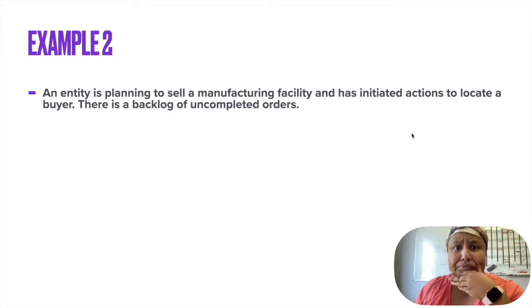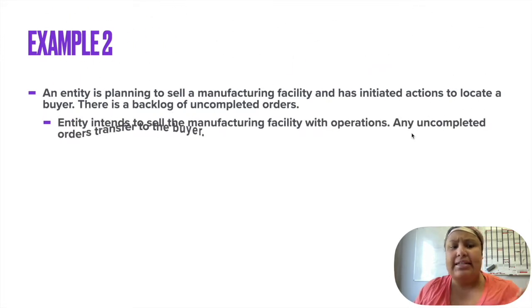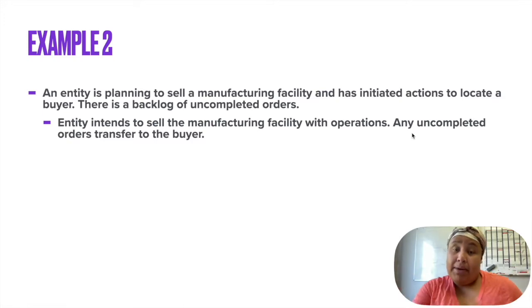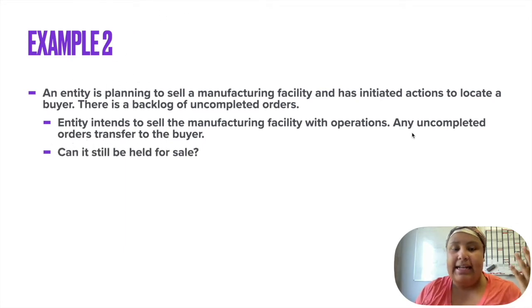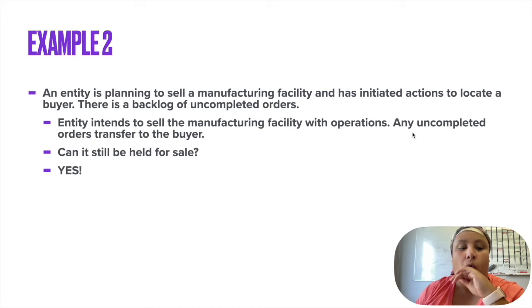Okay, so let's look at more information in the scenario. It tells us that the entity intends to sell the manufacturing facility with its operations and any uncompleted orders transferred to the buyer. So whatever's not being done by the current owner is then going to be fulfilled by the buyer. Can it still be classified as held for sale? I would say definitely yes, because the backlog of uncompleted orders is not inhibiting the transfer, since the facility plus its operations are being transferred, as well as the uncompleted back orders.